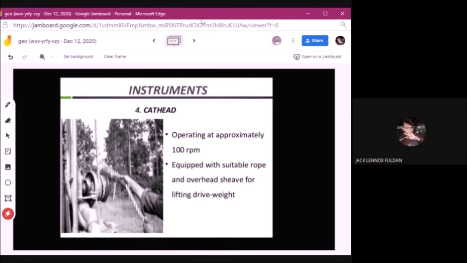So the next tool is the cat head. It is operated at approximately 100 revolutions per minute and equipped with suitable rope and overhead sheaves for lifting the drive weight.